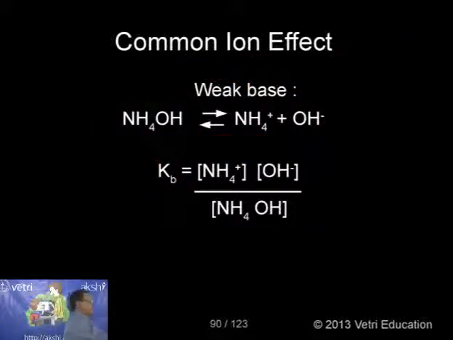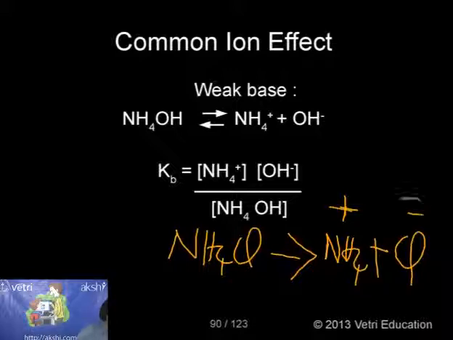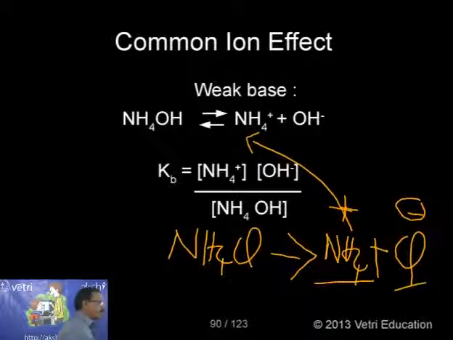In the same way, I can take another example. I will take now ammonium chloride, another strong electrolyte. Ammonium chloride undergoes ionization to give ammonium ion plus Cl minus. So if I add this ammonium chloride as a strong electrolyte, it immediately undergoes complete ionization to provide ammonium ion and Cl minus.